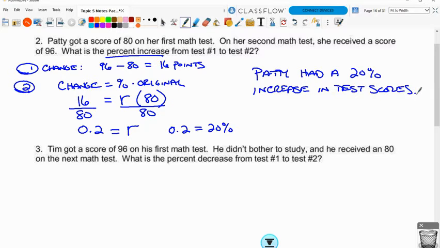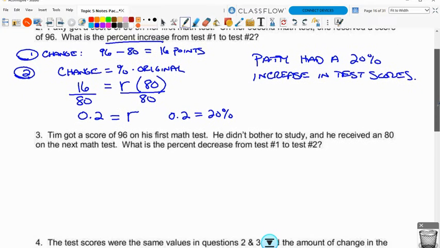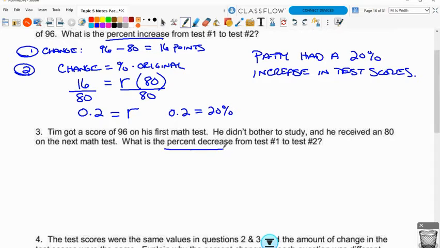Now to follow that up, question 3 says, Tim got a score of 96 on his first math test. He didn't bother to study and he received an 80 on the next math test. What is the percent decrease from test 1 to test 2? Notice this time our original score was 96. The next score was 80. Since that went down, we're finding a percent decrease, but the process is still the same.